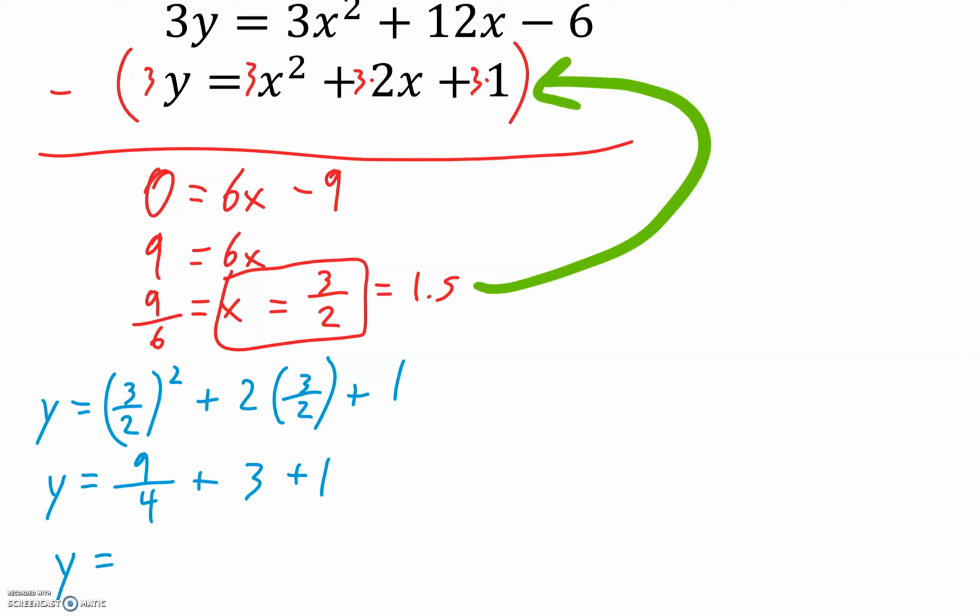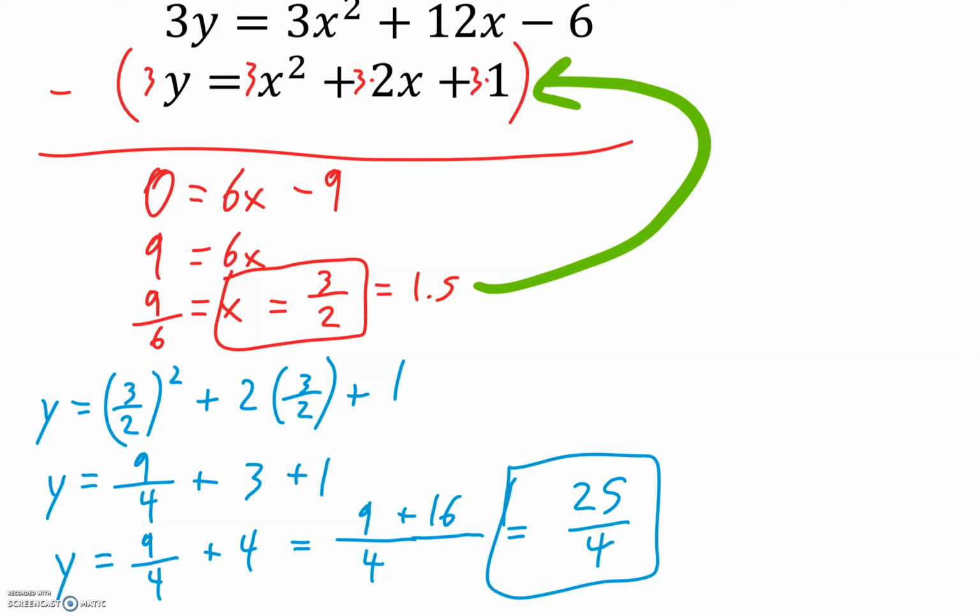So we're going to have 9 over 4 plus 4, which is like saying 9 over 4 plus 16 over 4. So our final answer is 25 over 4. And if you wanted a decimal answer, that would be like having 6 and 1/4.